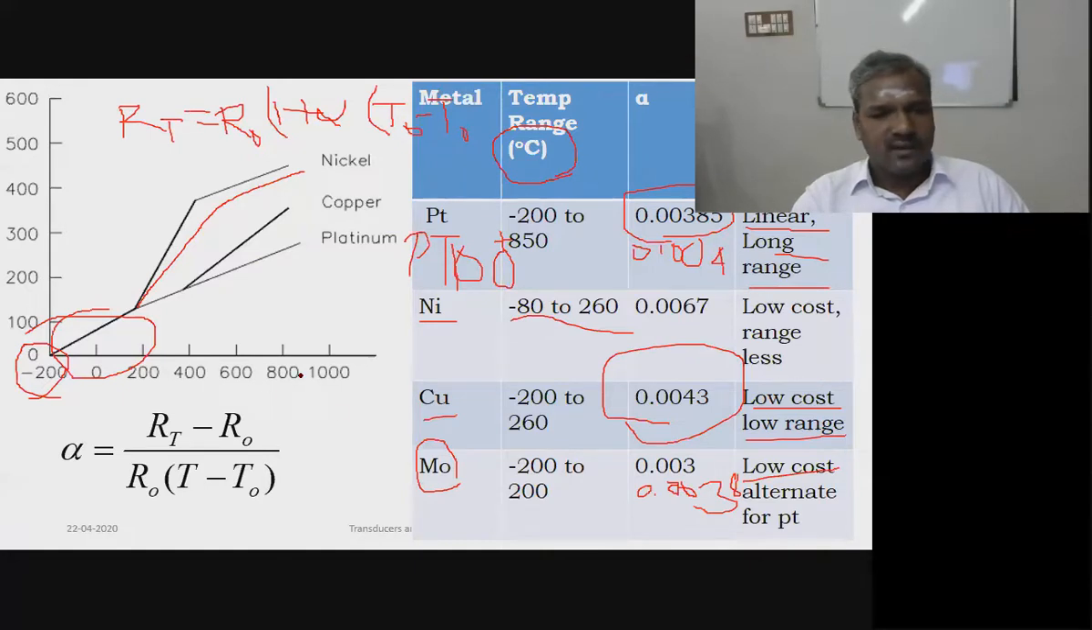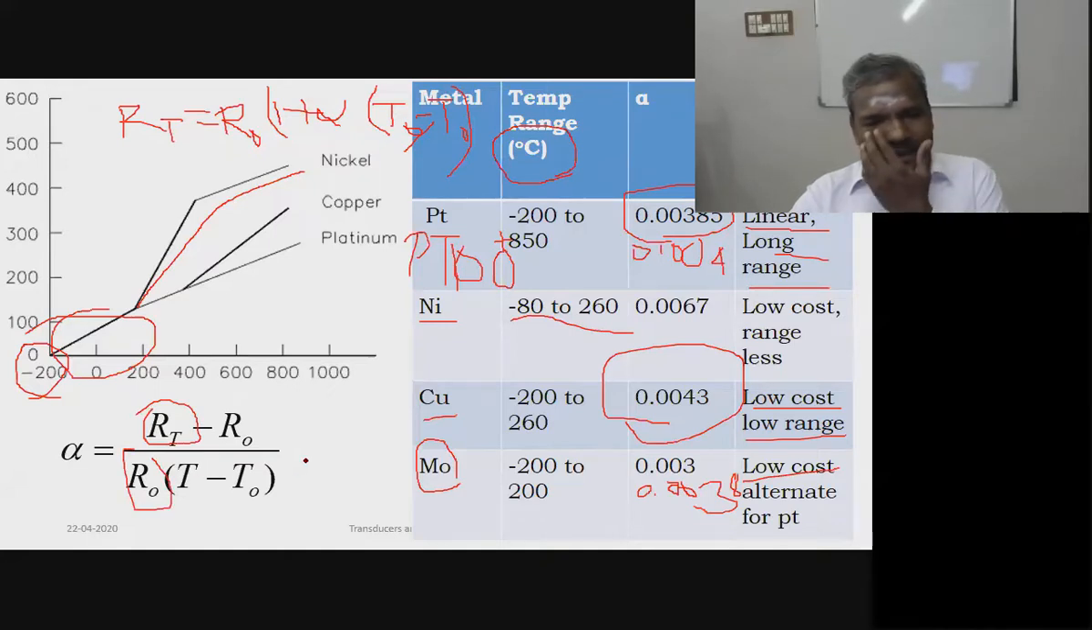T minus T naught. So if you solve this, multiply R naught into 1, R naught plus R naught alpha into T minus T naught. If you solve this, you bring alpha to the left hand side, with RT minus R naught in the numerator. So alpha equals RT minus R naught divided by R naught into T minus T naught.